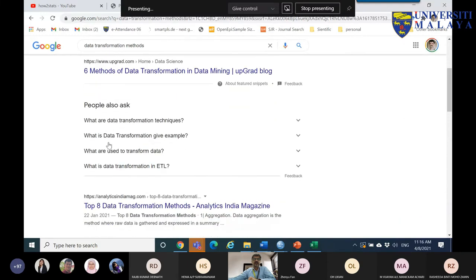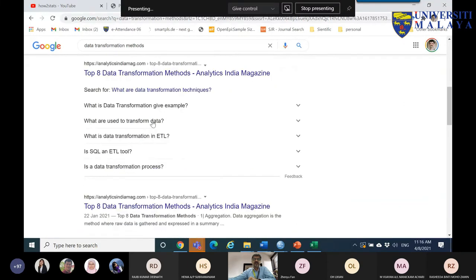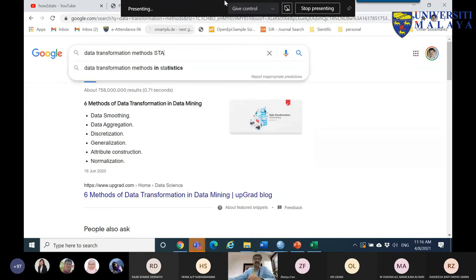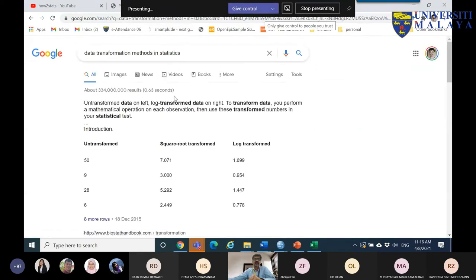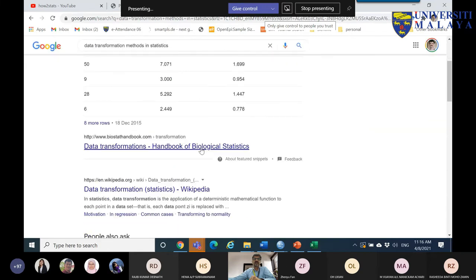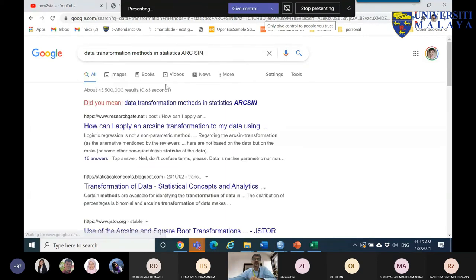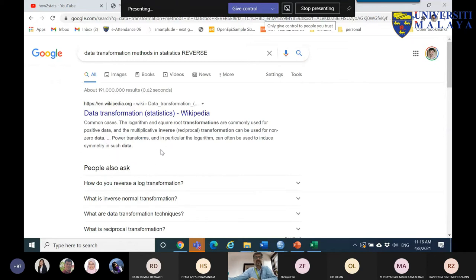Yeah, you can find data transformation techniques, if I'm not mistaken, in a statistic. I think we have to check a statistic. So we have log transform, square, correct, but this reference only mentioned two topics. And then we have arcsine transformation in a statistic, which is another type of transformation. And as I mentioned, reverse also is a type of transformation. We can even combine some of these transformations together.